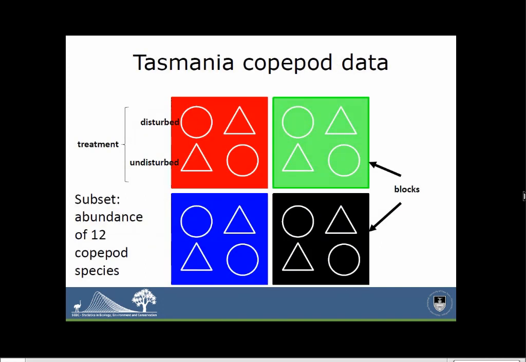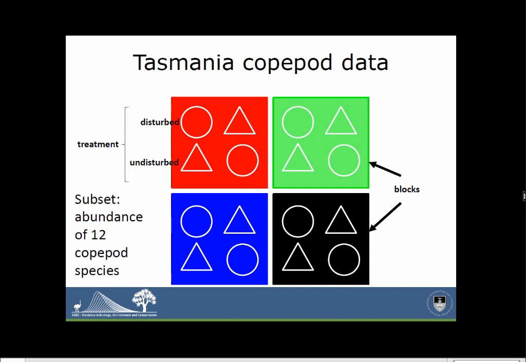Just by way of an example, this is one of the data sets from mvabund. In Tasmania, they looked at benthic copepods, and they had 12 different copepod species. Their sampling design was that they had these different blocks. They're not necessarily next to each other like this, but different sites that they sampled, and in each of those areas, they had plots that were disturbed and undisturbed. And you can see this is a very nice, neat, balanced design.